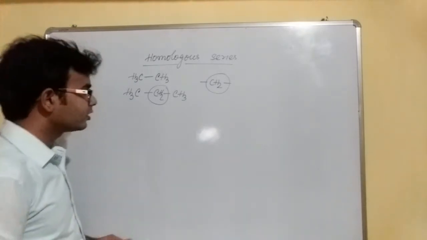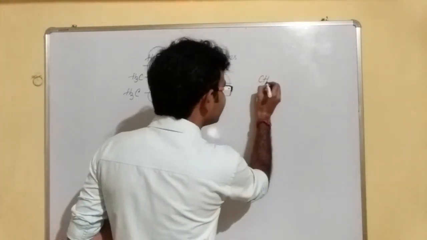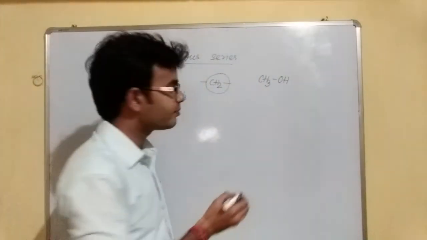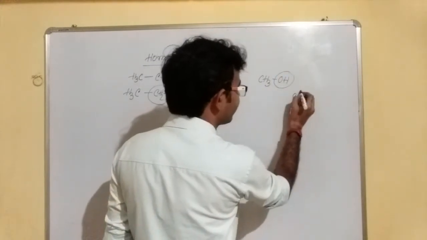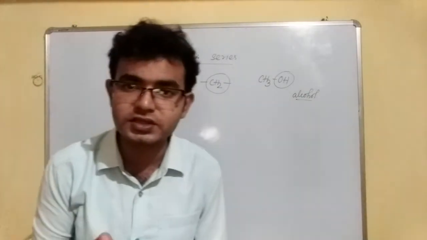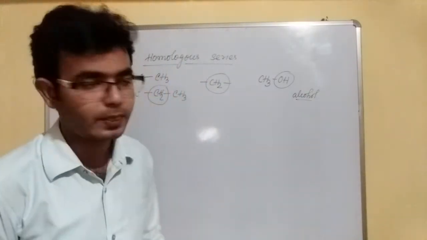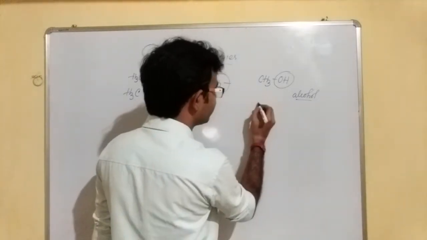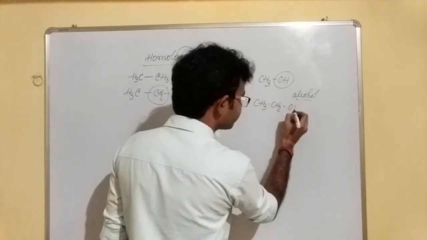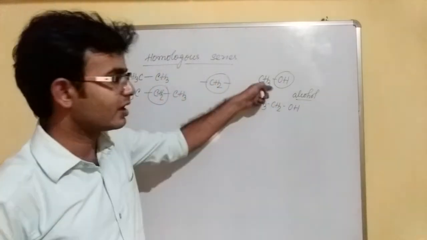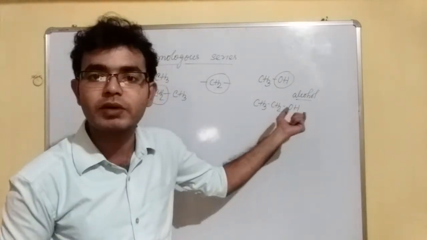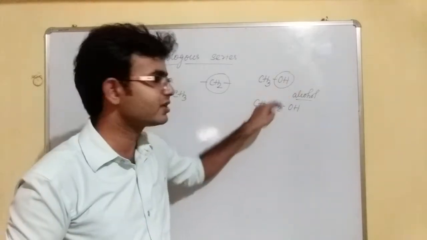Now if we take the example of a different one, that is CH3OH. This OH represents that the compound belongs to the alcohol family, where OH is the functional group of alcohol. Now what will be the next homologous of this compound? That is CH3CH2OH. This one is the second member of this alcohol family. Here these two members differ by CH2.